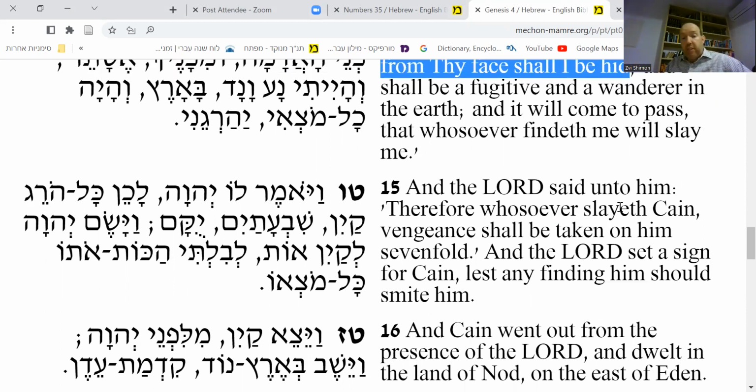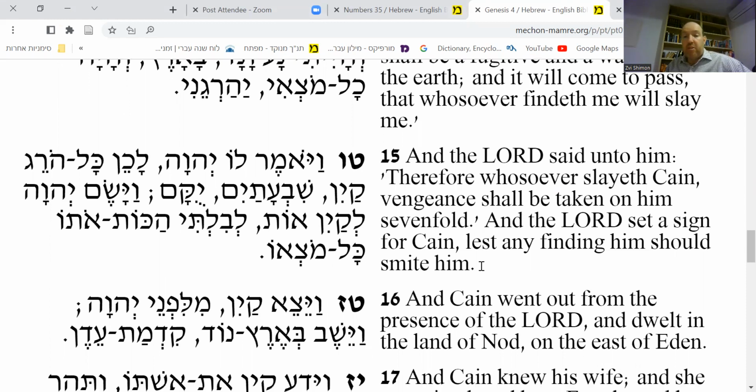And the Lord said to him, "Therefore, whoever slays Cain, vengeance shall be taken upon him sevenfold." In other words, God promises that whoever will try to slay you will pay a severe price, sevenfold. And the Lord set a sign for Cain, lest any finding him should smite him. And then there's a sign that's given to Cain to protect him.